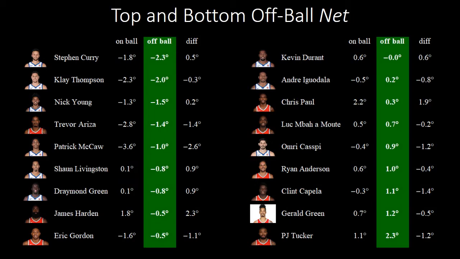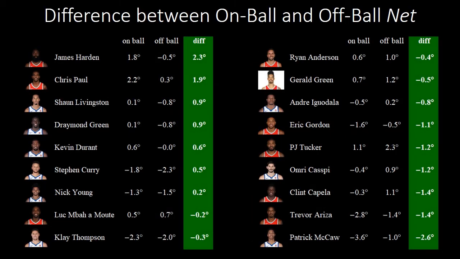Off ball, who has the most gravity? Curry and Thompson, that makes sense. Now notice Harden and Paul, they're not at the bottom, but they're somewhere in the middle, and that difference will be huge. The net difference between the on ball and the off ball gravity, who has the most? Harden and Paul. The biggest difference between on ball and off ball. Now, what does that tell us? What is the secret of the Rockets' success? They win not by having them be on ball or off ball, but by having them switch from on ball to off ball, because then they can play the defense like a yo-yo.